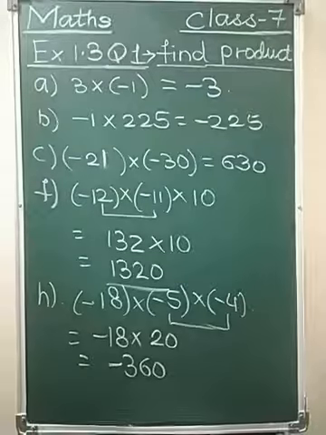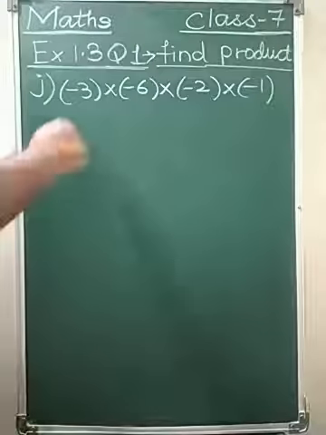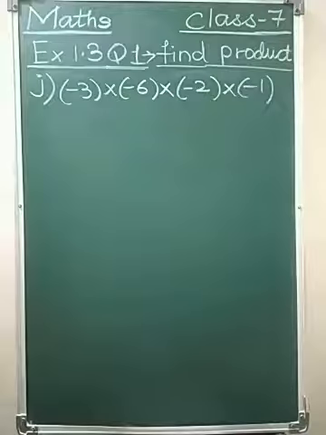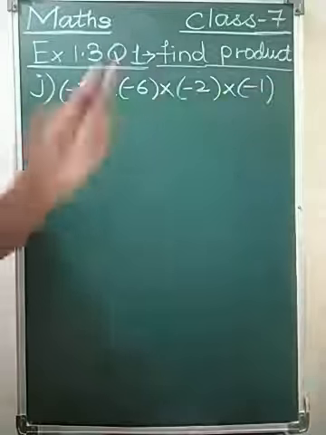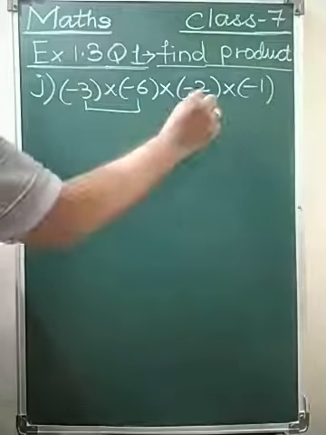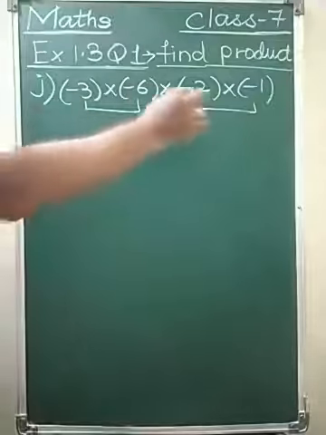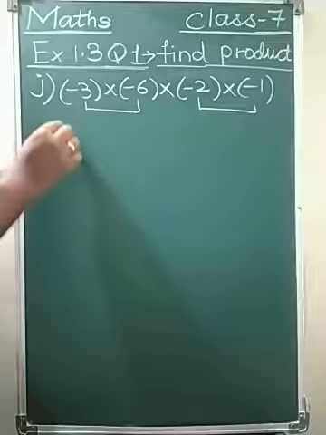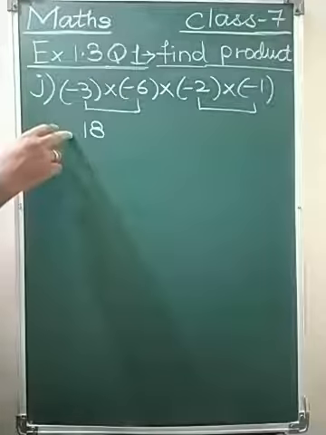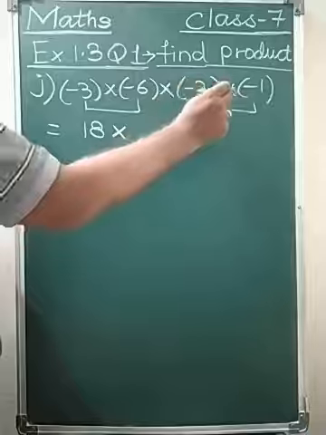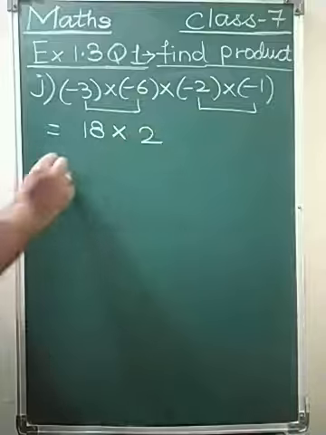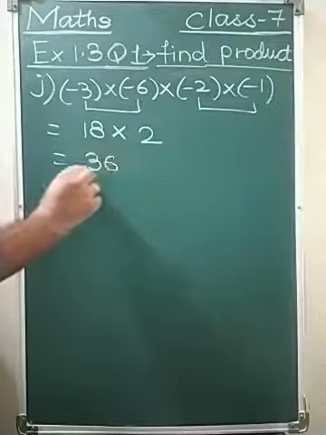Okay. One more sum we will solve. That is the J sum. The J sum is minus 3 multiplied by minus 6 multiplied by minus 2 multiplied by minus 1. So in total 4 negative integers are multiplied. So what will we do? We will first solve these two, and simultaneously we will solve these two also. So minus 3 into minus 6, we will get the answer as plus 18, because minus multiplied by minus gives plus. Multiplied by minus 2 multiplied by minus 1, minus into minus we get the plus answer. 2 ones are 2. So our answer comes to 18 twos are 36.